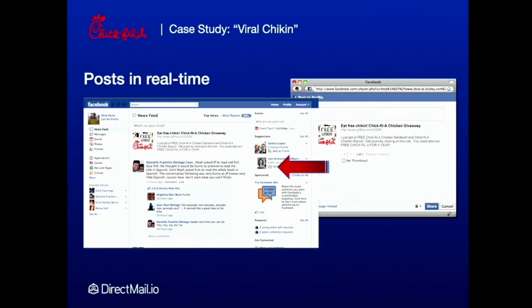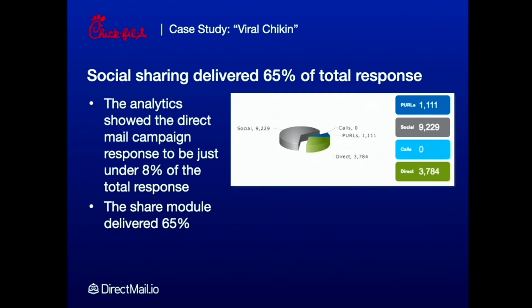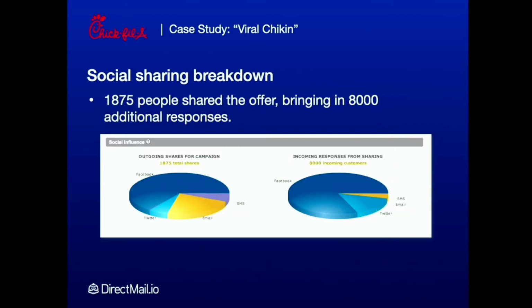But this is a much easier and much less intrusive way to do it, and a lot more effective, because I think the average Facebook person has, like, over 1,000 friends. So you can see the network effect of this. And it was really amazing when you see in the stats. So the social sharing delivered 65% of the total response. Wow. So more than half. Yeah. More than half of the response came from the social. 1,875 people shared the offer, bringing in 8,000 additional responses, right? So you can see the power of the crowd.